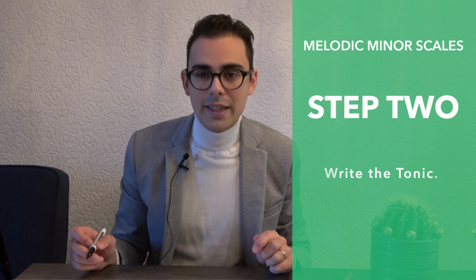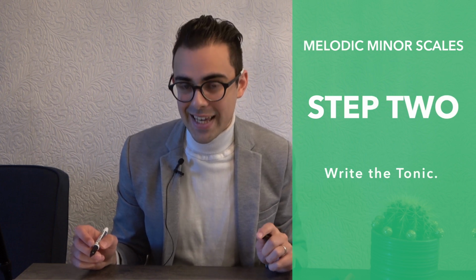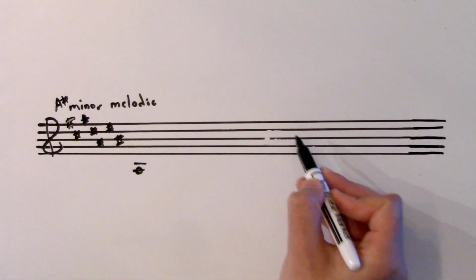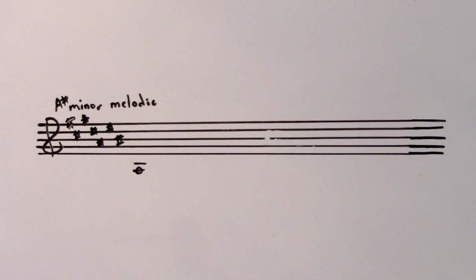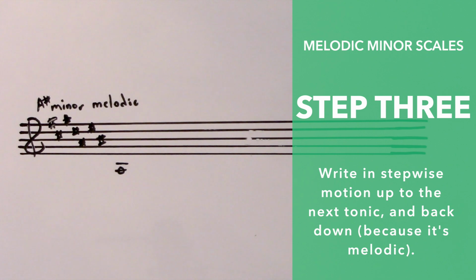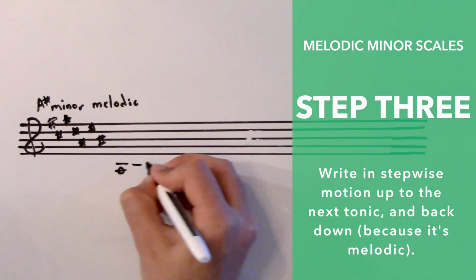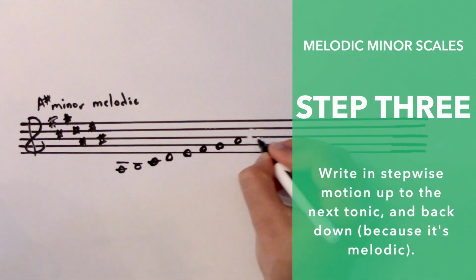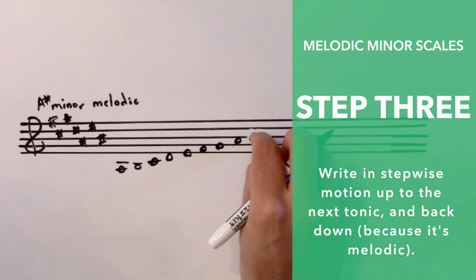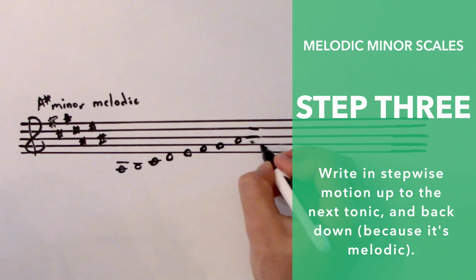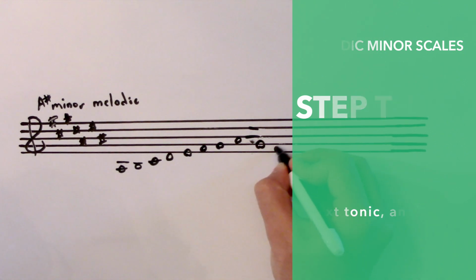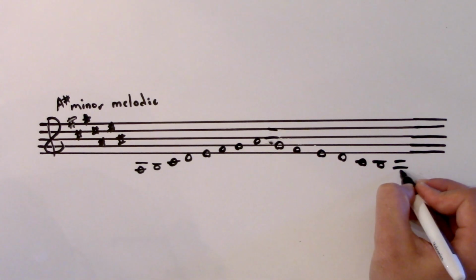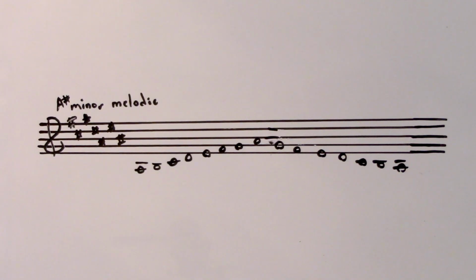Step 2 is to write the tonic. The tonic of A sharp minor is A sharp. I'm going to start low down here. And remember, we are doing a melodic scale, so this has to be ascending and descending because the pitches are different on either side. Step 3 is to write in stepwise motion up to the next tonic, and I will come back down. Okay, we're going up and down.